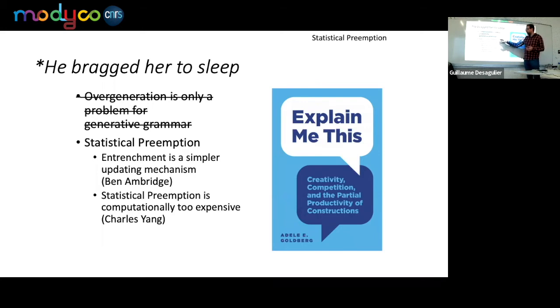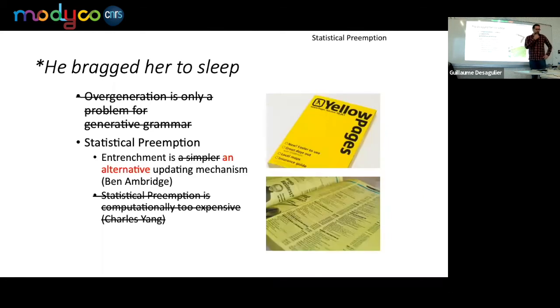Now, statistical preemption has been criticized by certain people. For example, entrenchment. Ben Ambridge says entrenchment is a simpler mechanism. It's true, but we tried this in models, it doesn't work. Entrenchment just makes the more frequent constructions always win out. That's not what you want. You need to have local maxima that allows a construction to say, this is my domain. People like Charles Yang said that statistical preemption is computationally too expensive, which is just not true. We use it in all of our experiments.